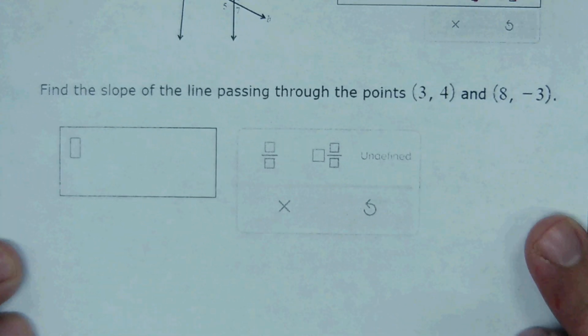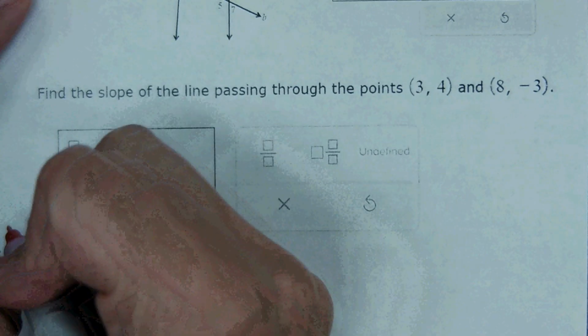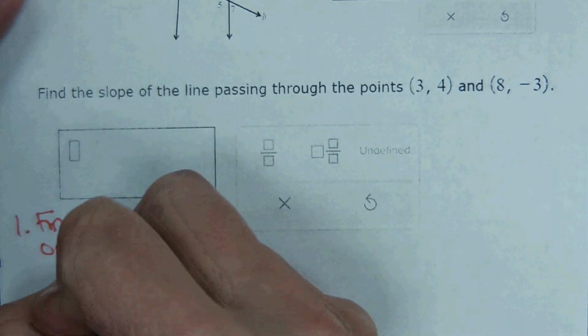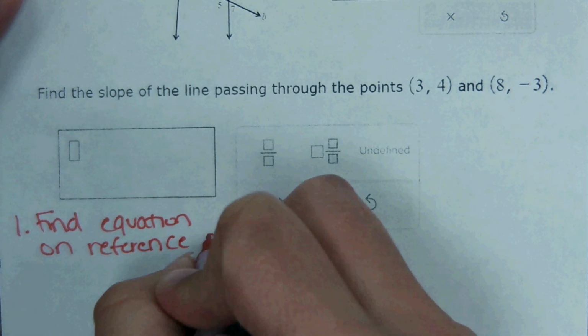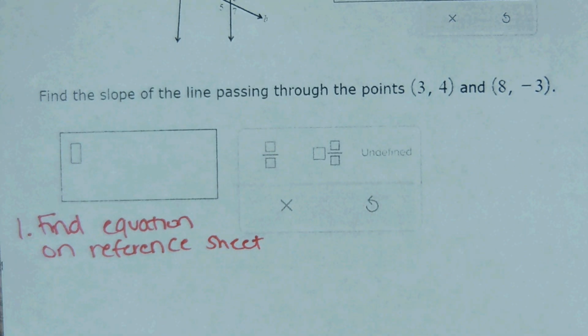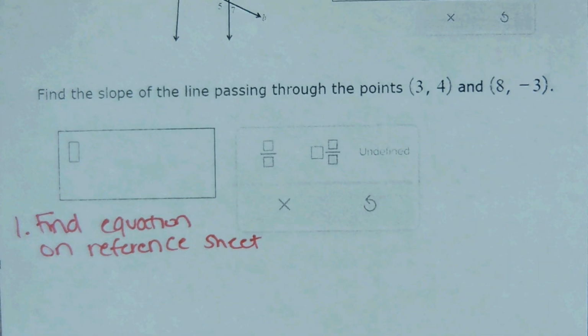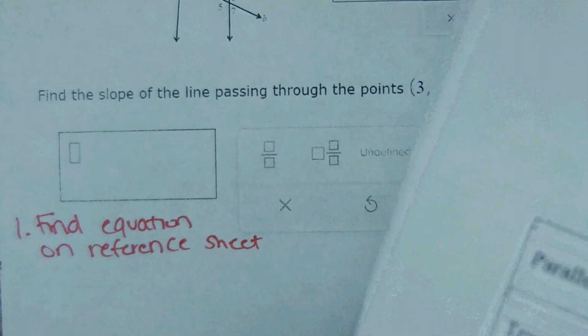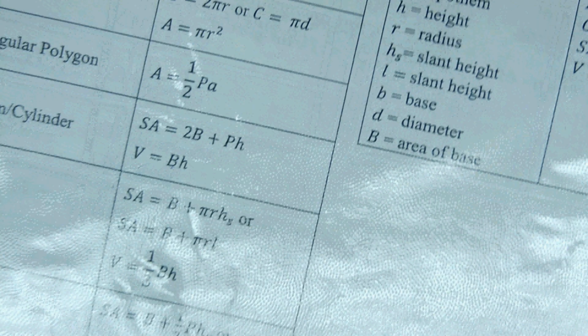Okay, the next one, find the slope of the line passing through these points. So for slope, step 1, find the equation. We gotta write it on the reference sheet, so you remember what to do. For the test, you'll have a reference sheet at your desk, and we're looking for the equation.